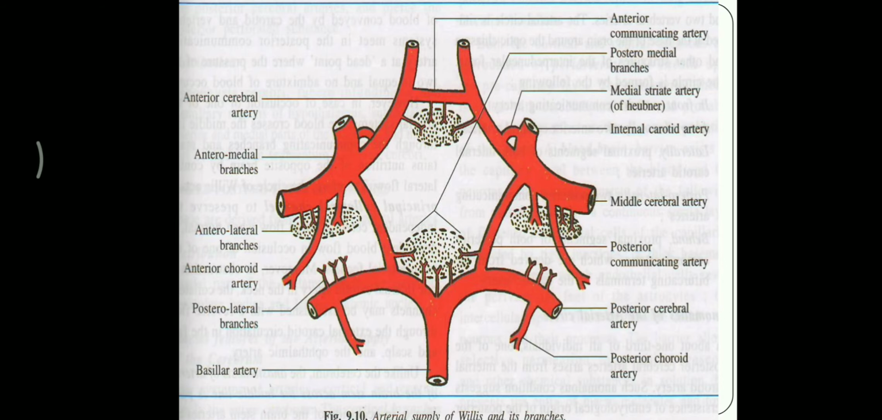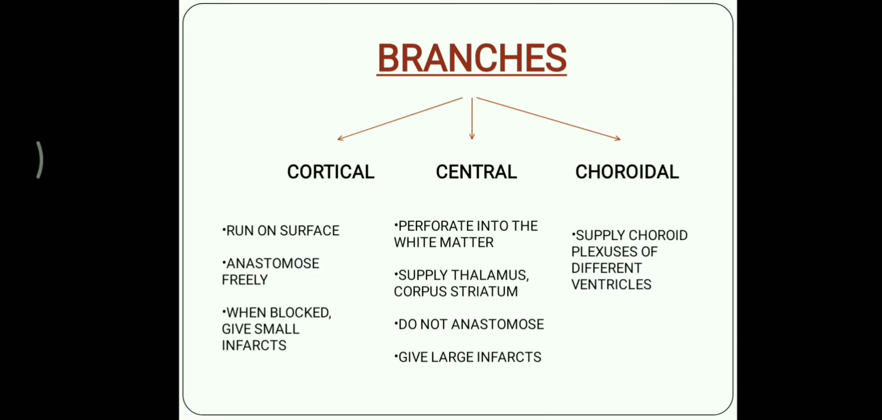Again, have a look at this diagram. Now all these arteries involved in the formation of this circulus arteriosus give off some branches over here. You can see these little branches. All these branches are studied by dividing them into three major groups: cortical branches, central branches, and the choroidal branches. These branches given off by these arteries are divided into three categories.